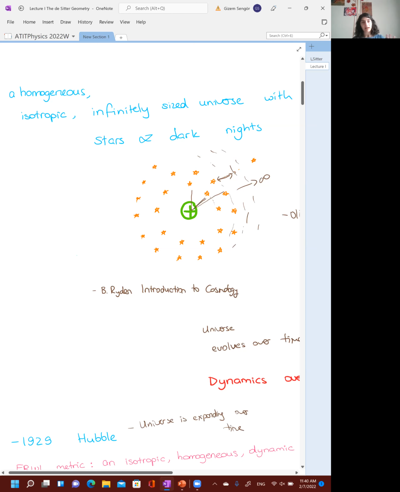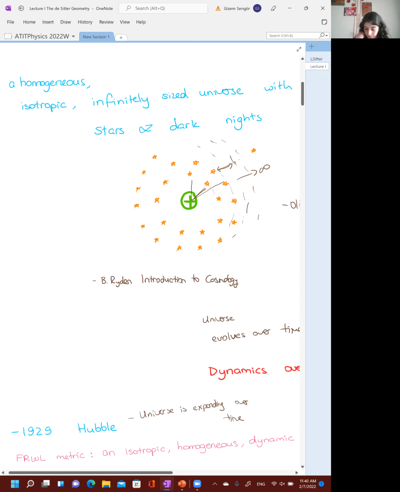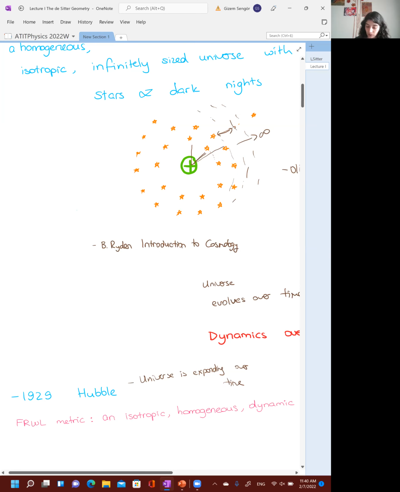So now, at year 1929, we even have observational evidence that we live in a universe where dynamics over time is important. And this rate of expansion is historically called the Hubble parameter, just to recognize his name, because he was the first one to make these observations. And we show it by H now.